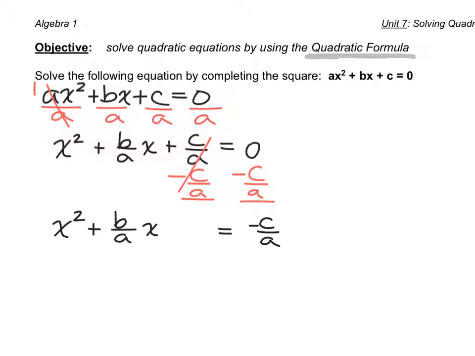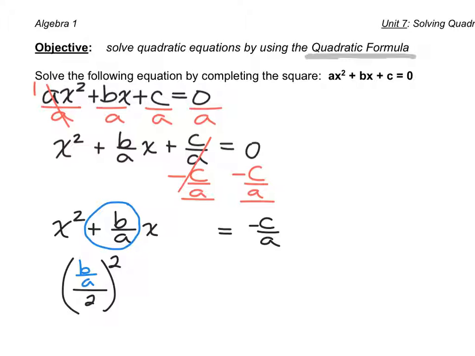I mean, there's 2 steps that we followed. They're pretty consistent with what we've been doing in class with the numbers, right? But here it's going to get a little funky. So normally what we would do is we would take whatever our b value is, in this case it's b over a, cut it in half, and square the result. But that's going to take a little bit more work.